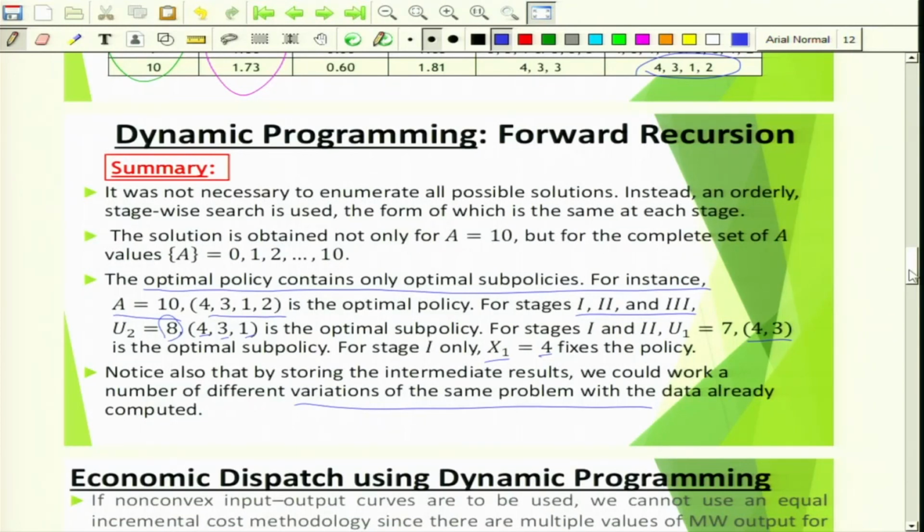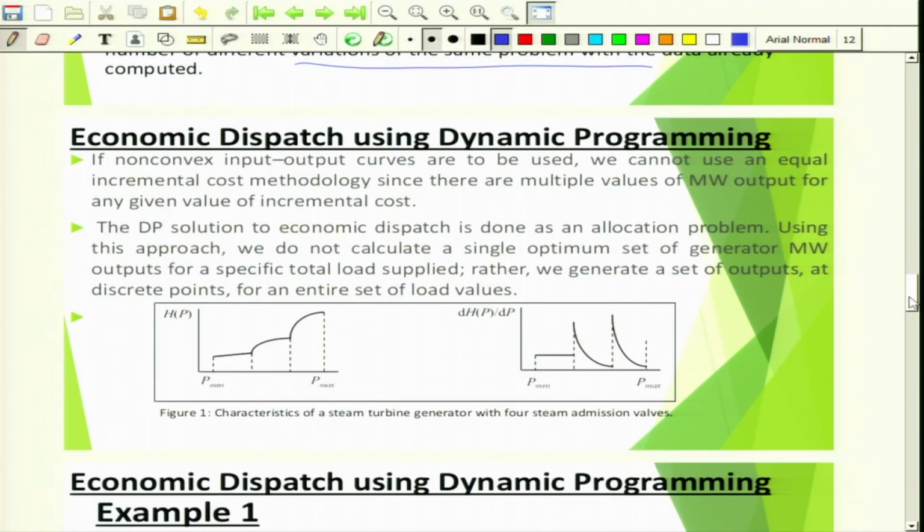Now we will move on to economic dispatch using dynamic programming. That means with the understanding that we have got, now we will apply the same thing in power system problem. If non-convex input output curves are to be used, we cannot use an equal incremental cost methodology since there are multiple values of megawatt output for any given value of incremental cost.